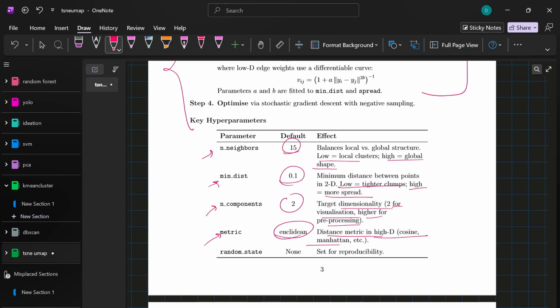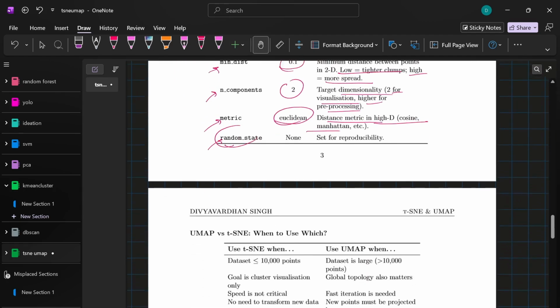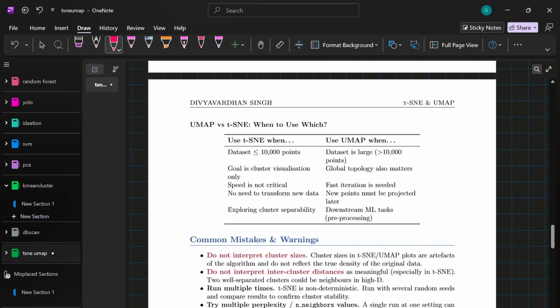Okay, now one of the major advantages of UMAP over t-SNE is that UMAP supports out-of-sample transform. Train it once and you can project new data points into the same embedding later. t-SNE can't do that.